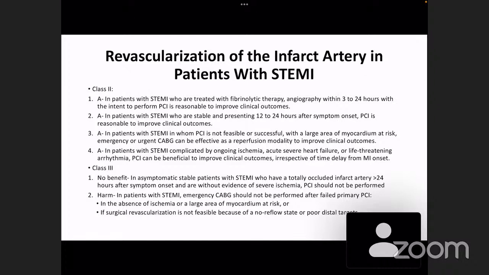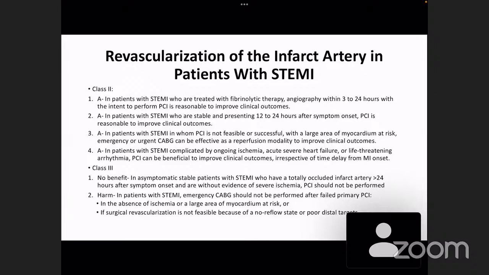Class 3 indication, no benefit: in asymptomatic stable patients with STEMI who have a totally occluded infarct artery more than 24 hours after symptom onset and are without evidence of severe ischemia, PCI should not be performed.